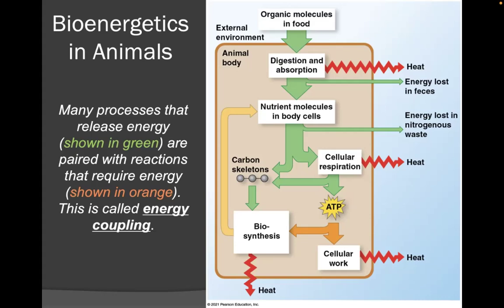Also note an important concept called energy coupling. What typically occurs is that processes that release energy, which are shown in green in this diagram, are coupled with reactions or processes that require energy, which are shown in orange. Energy coupling is an important mechanism that allows for the maximization of energy within an animal. Also note that many times within these processes, energy will be released in the form of heat. This heat will then be released to the environment.